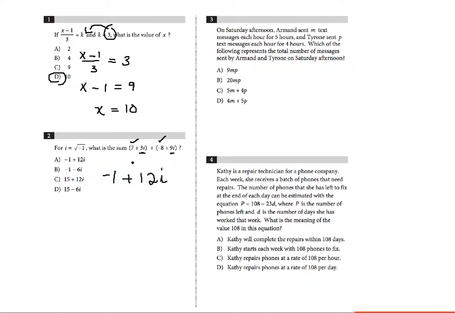So there's nothing you have to do with this part. This is just in case you did have a square root of negative 1 or an i squared. So this is simply A.